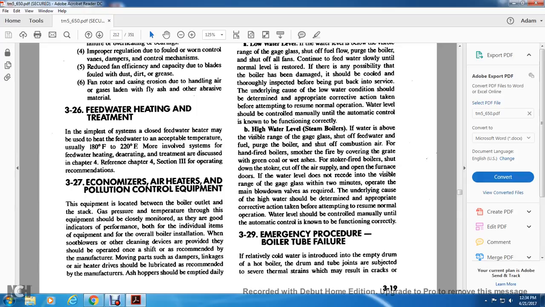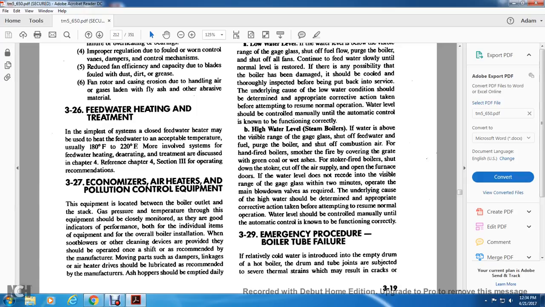Economizer, air heaters, pollution control equipment. The equipment is located at the boiler output to track the gas pressure and temperature. The equipment should be closely monitored as they are good indicators of performance, both of individual items of the equipment and of the overall boiler installation. When soot blowers and other cleaning devices are provided, they should be operated once a shift and as recommended by the manufacturer. Moving parts such as damper linkage and air heater drives should be lubricated as recommended by the manufacturer.